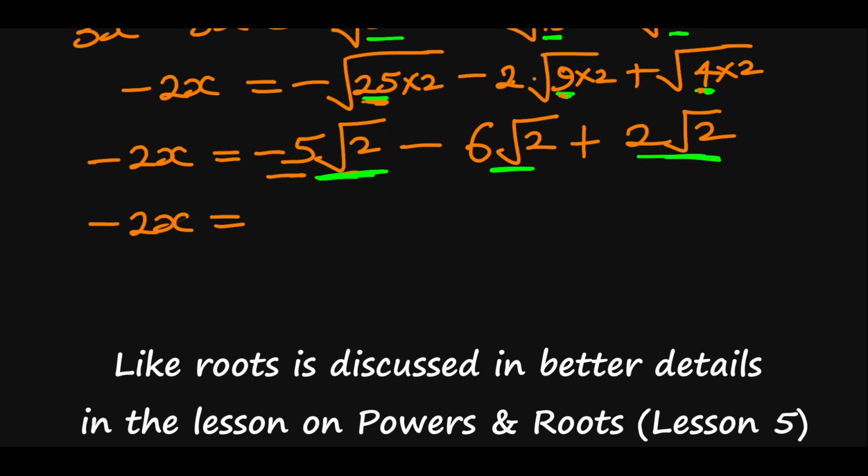We are going to assume that this root 2 is a letter like x. So minus 5 minus 6 is minus 11. Then minus 11 plus 2 is minus 9. So this now gives us minus 9 root 2. Remember, we said we pick just one copy of the variable or of the roots. That's why we are getting this.